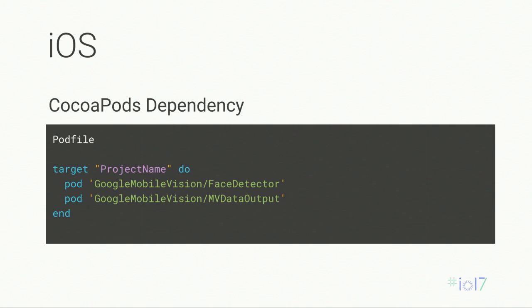For Face API, we also have iOS support. It's available through CocoaPods. If you only need to run Face API on a static image, face detector is the right CocoaPod you want to use. If you also want video support, you need to include the MV data output CocoaPod.